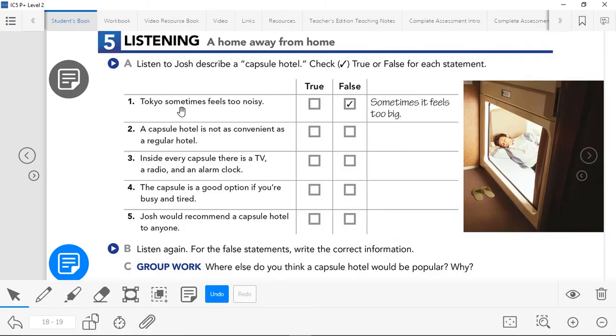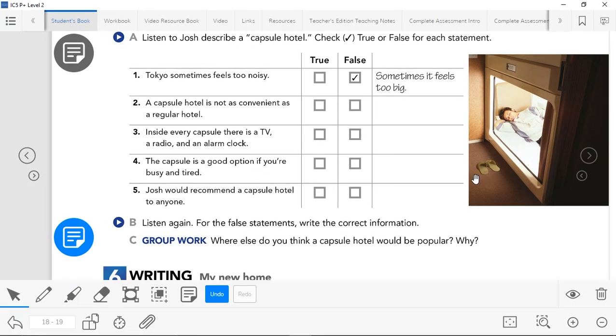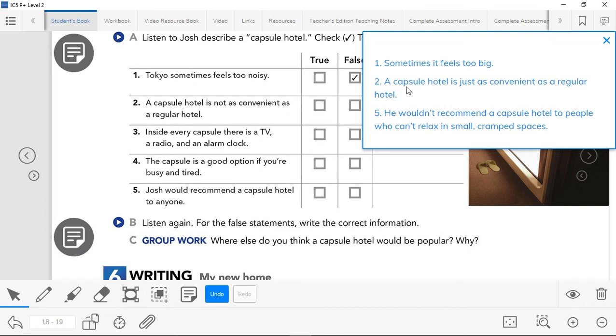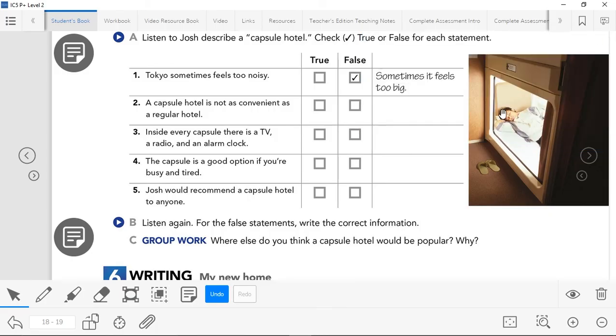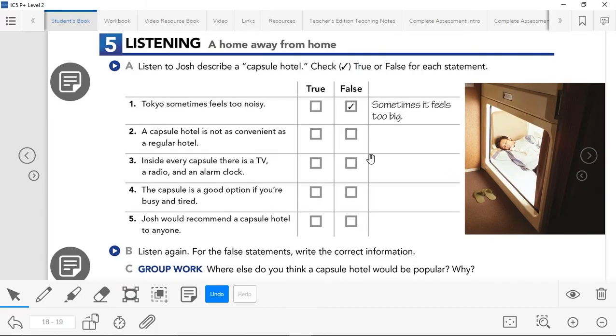Well, for number 1, Tokyo sometimes feels too noisy. It sometimes feels too big, okay? And number 2, a capsule hotel is not as convenient as a regular hotel. A capsule hotel is just as convenient as a regular hotel. Number 5, he wouldn't recommend a capsule hotel to people who can't relax in small, cramped spaces, okay? And those are the differences, okay?